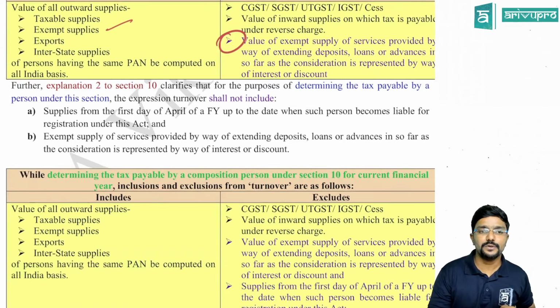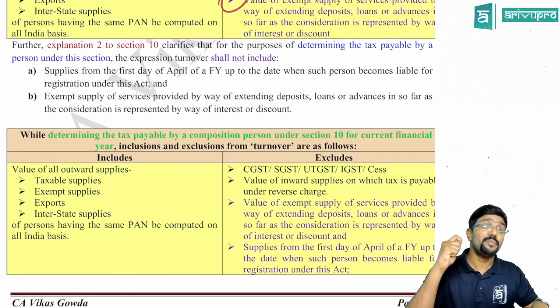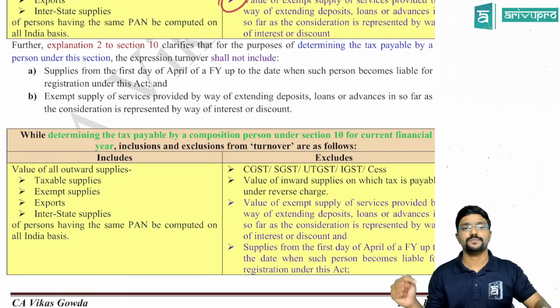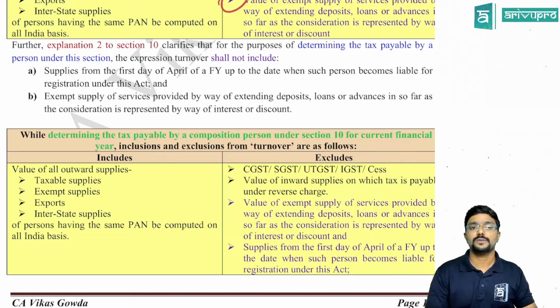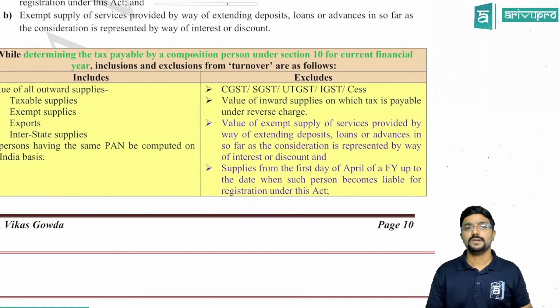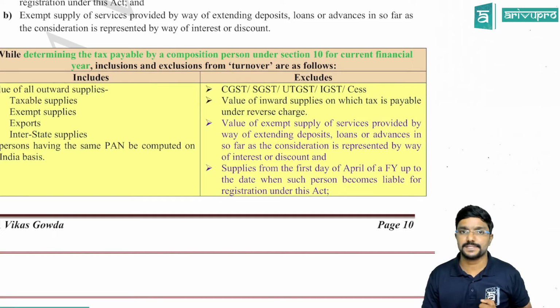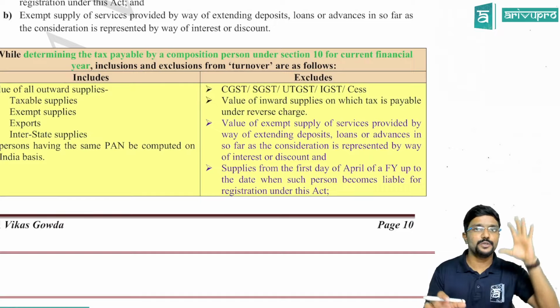Then explanation to section 2(10) is telling, while calculating the turnover to pay tax in the current financial year, it will exclude two things. One is the same as explanation 1 and another one is extra year. And this is to calculate the turnover in the current year on which we have to pay tax. Clear? So it is same as 2(6).